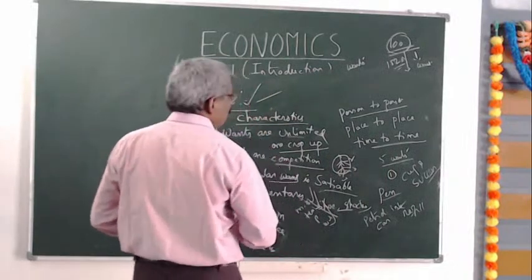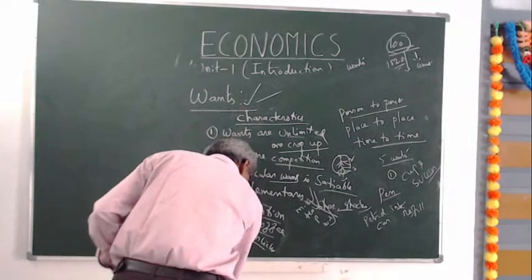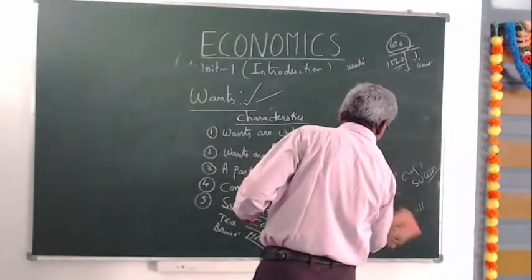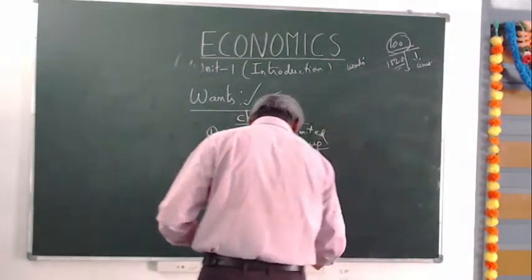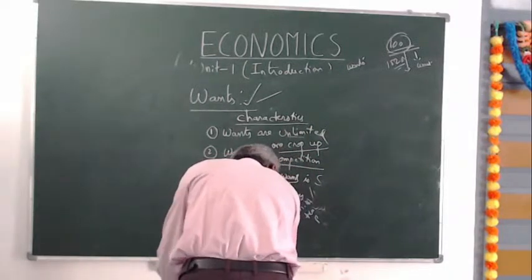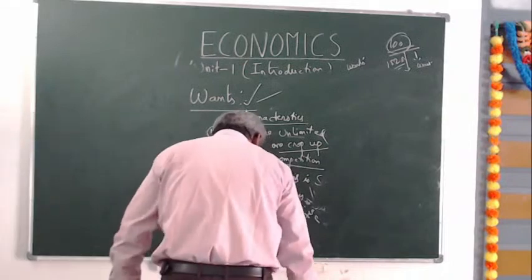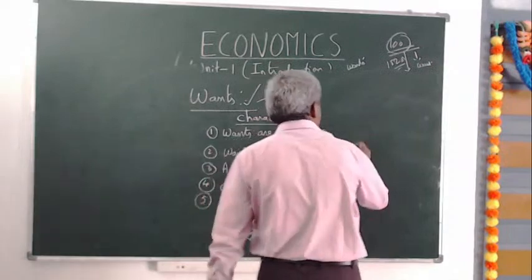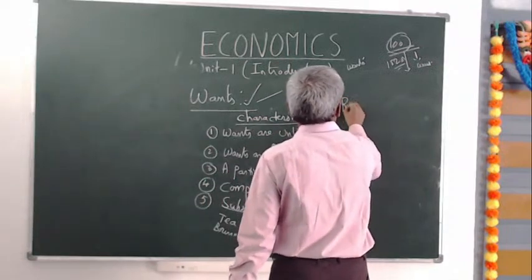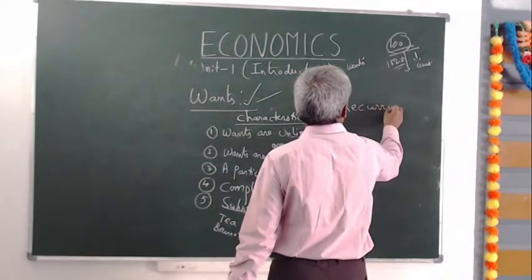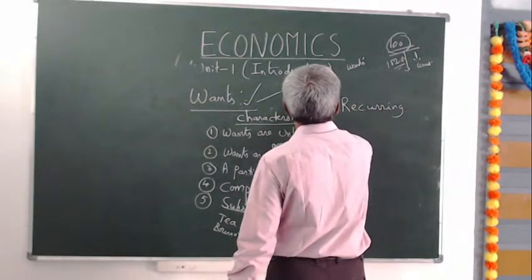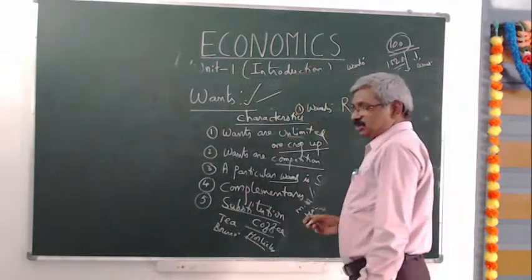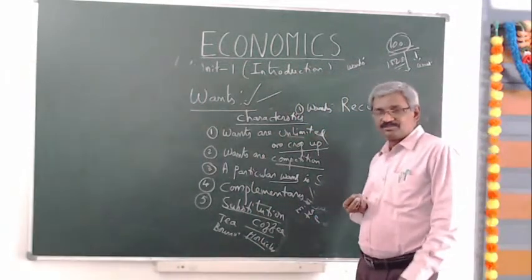And wants are also recurring. When a particular want is satisfied in a particular period, that want reappears another time. That is called recurring. Wants are recurring. Suppose we eat lunch.